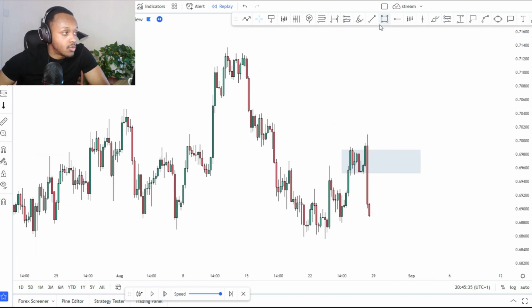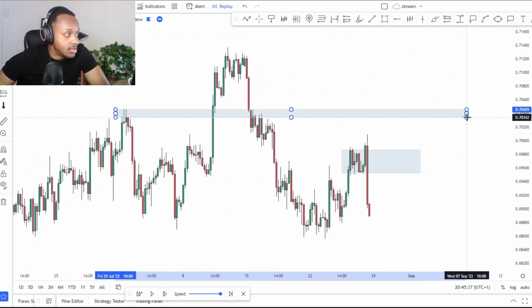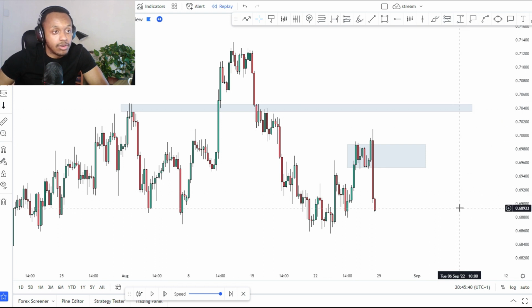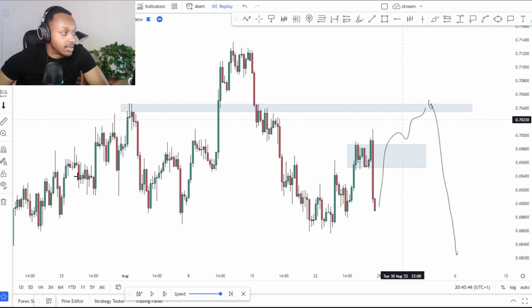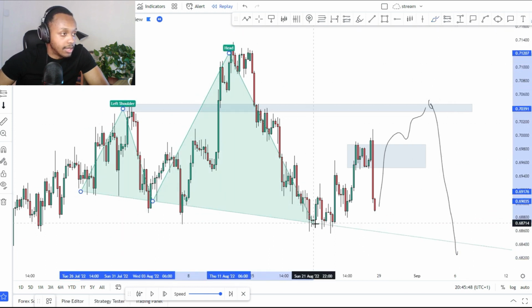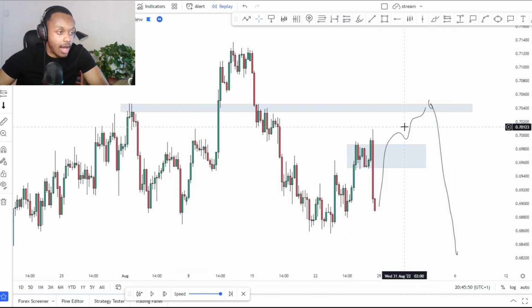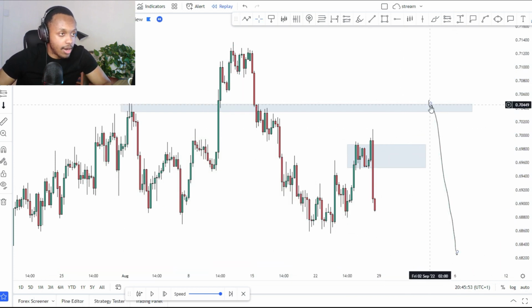So my areas of interest were these two levels, so 0.704, just in case we push past this high, I would still be looking for that lower high to form, and it still gives us our left head and right shoulder, just slightly higher up. So these are my 2 areas of interest.